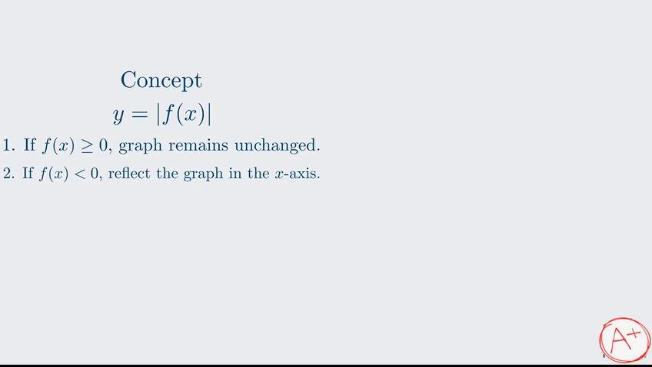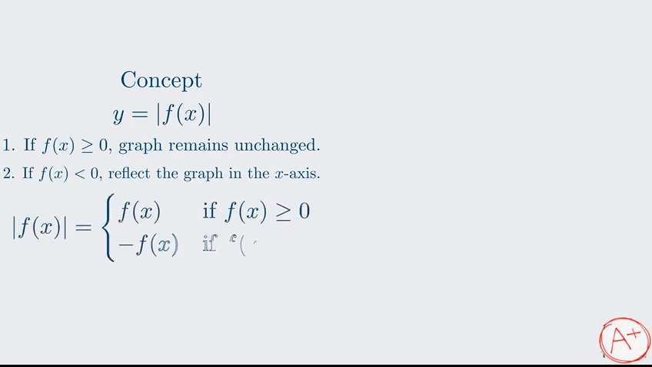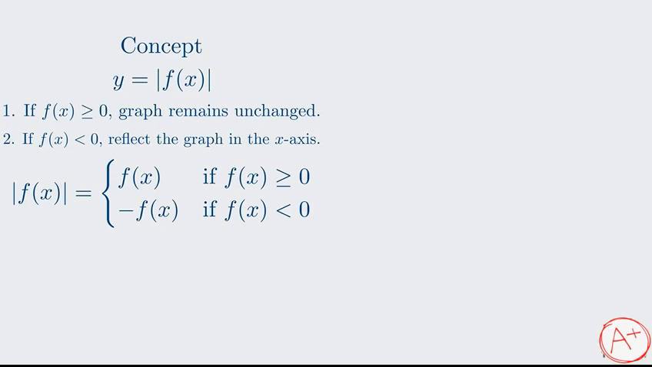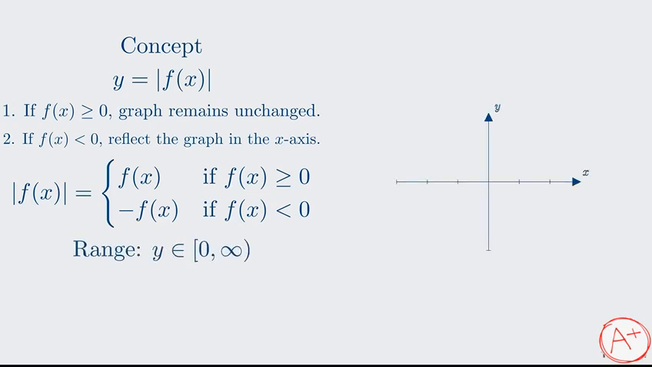Mathematically, we define it as a piecewise function. We keep the function as it is when it is non-negative, and we multiply it by -1 to flip it when it is negative. This is why the range of a modulus function is always a subset of 0 to infinity. Let's look at this visually.